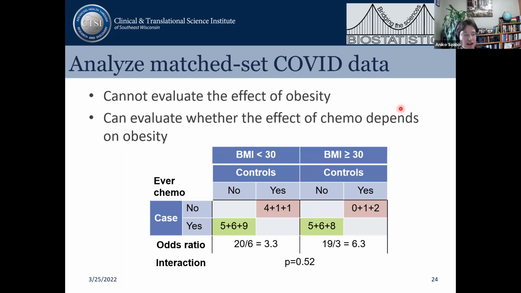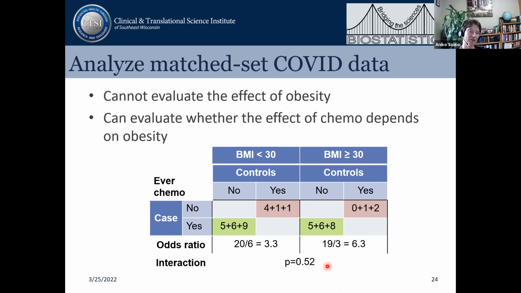But we can evaluate whether the effect of chemo depends on obesity. So we can incorporate obesity into our analysis, just not to evaluate its risk. We could look at the subset of case control pairs, or actual sets, where everybody has BMI less than 30, and get the odds ratio on that subset. And we can have another subset of our matched groups where everybody's BMI is above 30, and calculate there. Then we can do the hypothesis test of whether they are equal. We don't have a lot of power for it because it's an interaction test and we have only 25 cases, but this is just to show that in principle we can evaluate things like that.